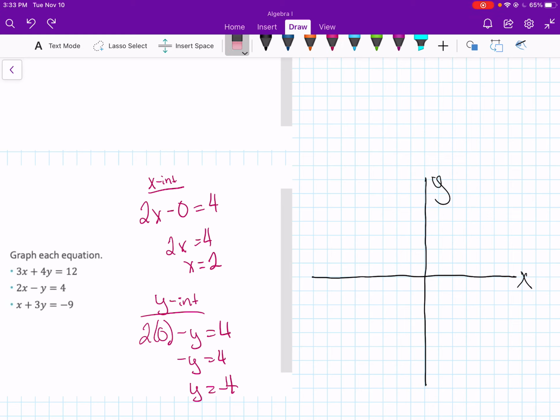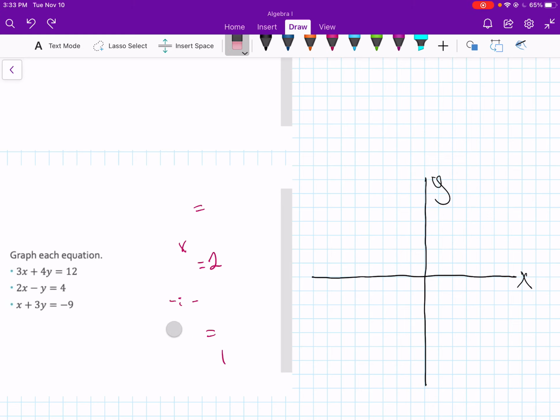All right, last one. X plus 3y equals negative 9. Let's find the x-intercept. So x plus 3 times 0 equals negative 9. So x is equal to negative 9.